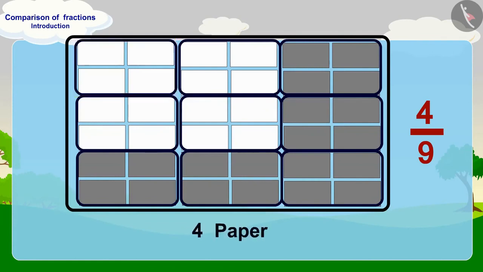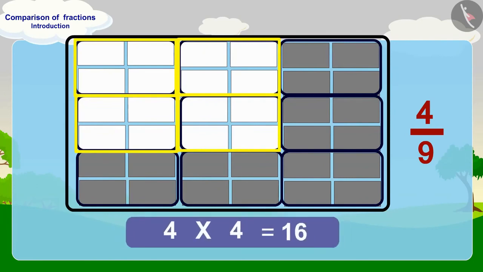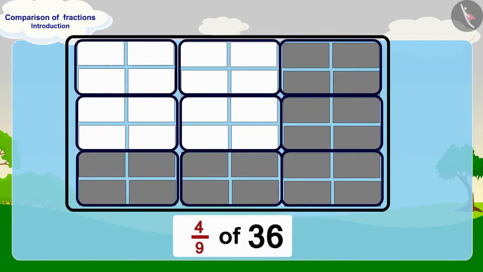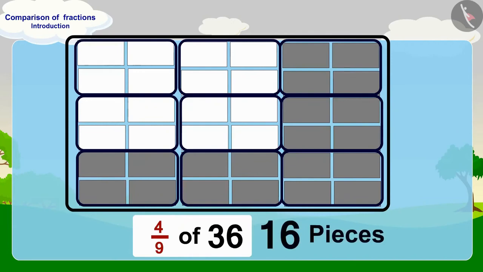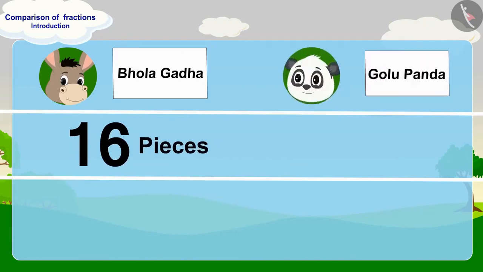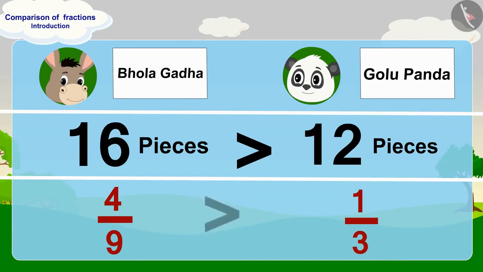So, how many pieces will there be in 4 parts? 4 times 4, 16 pieces of paper. In this way, 4/9 of 36 is 16. Bhola has written his name on 16 pieces of paper and Golu has written his name on 12 pieces of paper. Therefore, Bhola has written his name on more pieces of paper than Golu. We can also see it in this way, that fraction 4/9 is larger than 1/3.